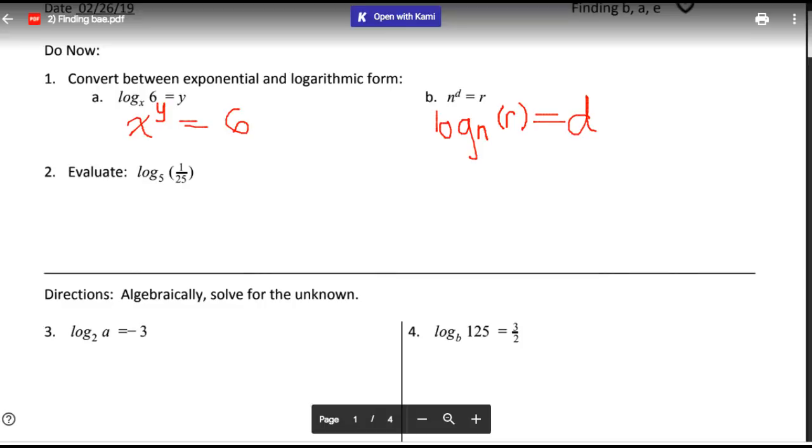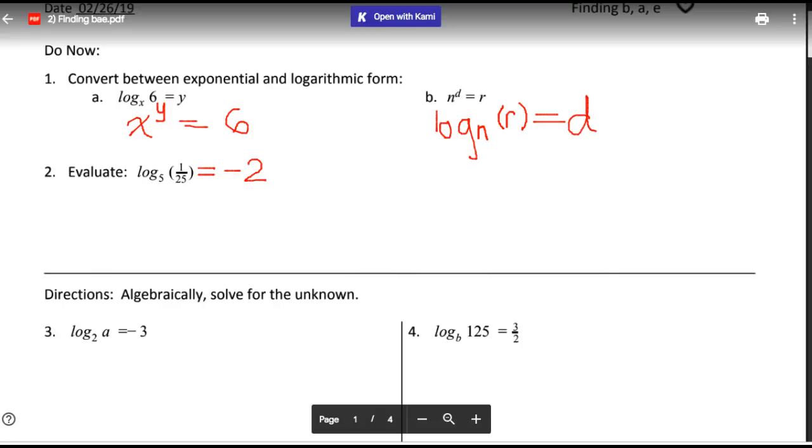Here, if they ask us to evaluate something, we can actually ask ourselves, what power of 5 is 1 over 25? So remember that we know if it was just a regular 25, we would just say 2, because 5 squared is 25. Since it's 1 over 25, we need to think about the fact that we took the reciprocal. In order to take the reciprocal, we need a negative exponent. So this is going to be negative 2.